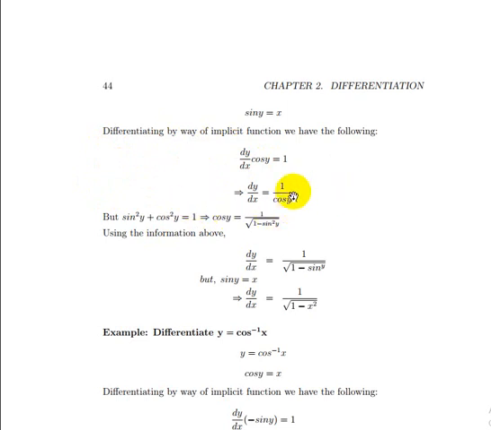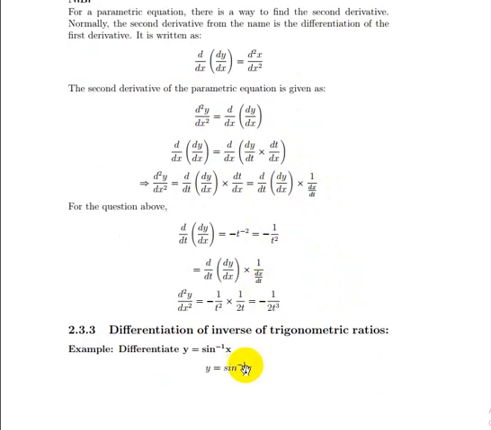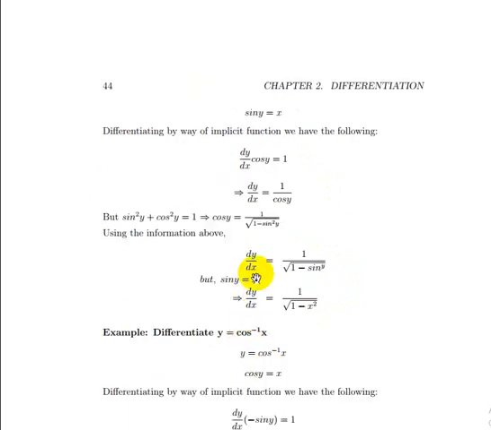So 1 all over cos y is going to give you 1 all over the square root of 1 minus sine squared y. Now you know that sine y is equal to x. When I substitute it back, I have this. So the derivative of the sine inverse of x, because y here was sine inverse of x, is equal to 1 all over the square root of 1 minus x squared.